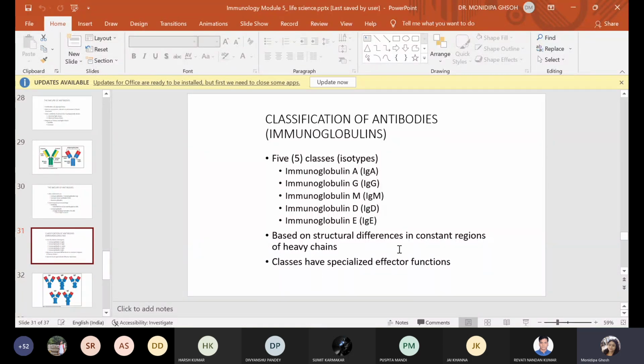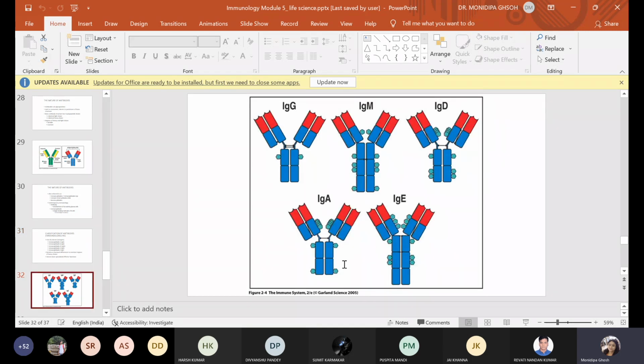Based on the structural differences in the constant region of the heavy chain, their characteristics differ and they are classified into these 5 varieties. If you see, they look almost the same, but the amino acid sequence in their constant region varies, and if the constant region varies, then the characteristic features of the immunoglobulin will also change.